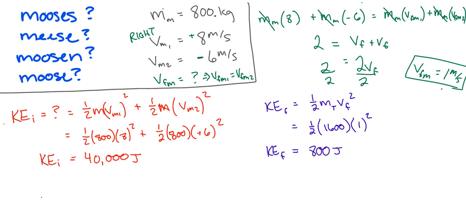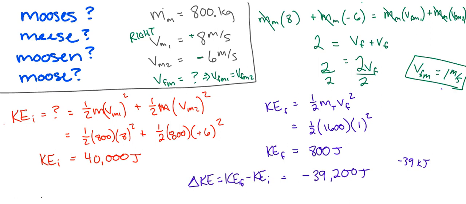So how much did the kinetic energy change? Well, that's just kinetic energy final minus kinetic energy initial. And the difference is negative 39,200 joules of kinetic energy. I think there are 2 significant digits in this one, yeah? So that would be negative 39 kilojoules. Kilo meaning 1,000. So that's how much kinetic energy was lost.